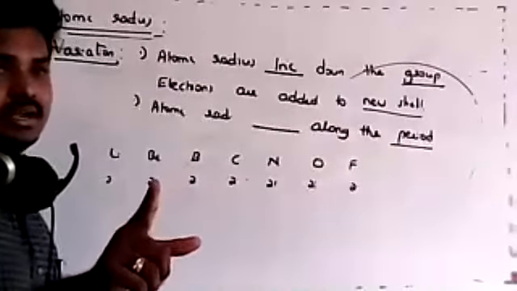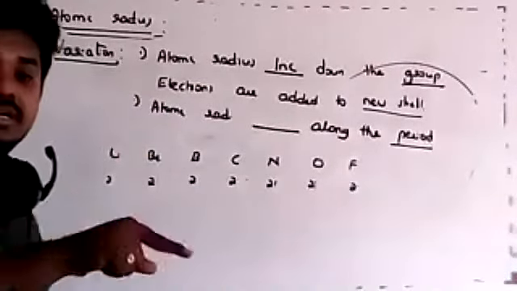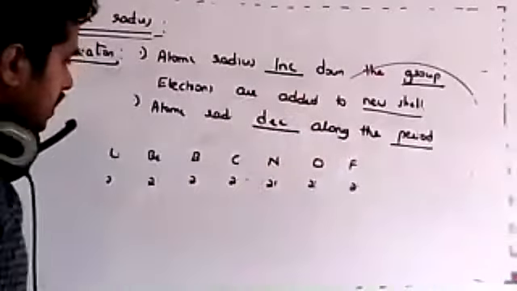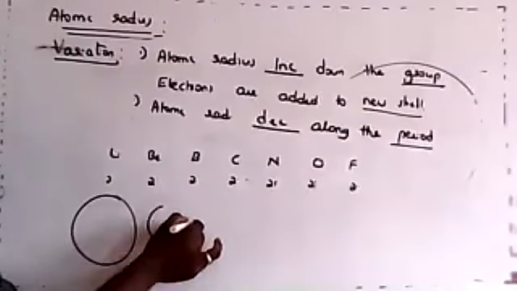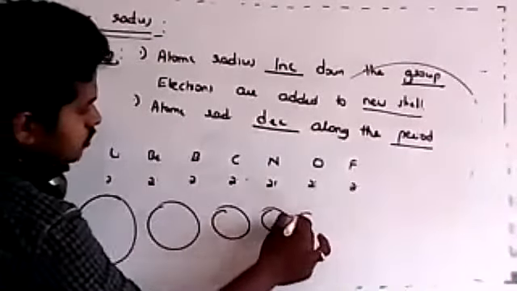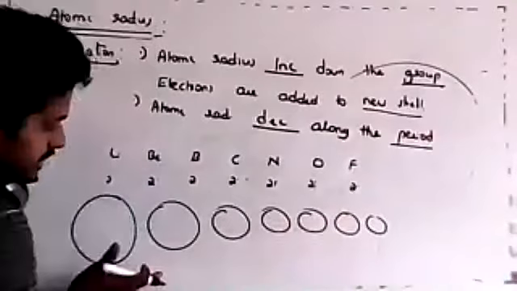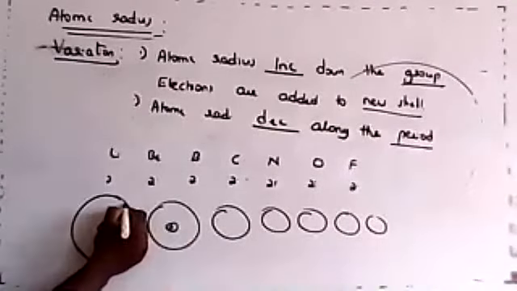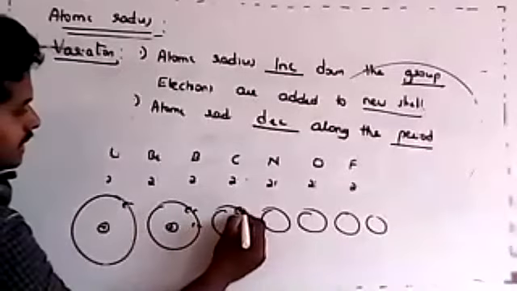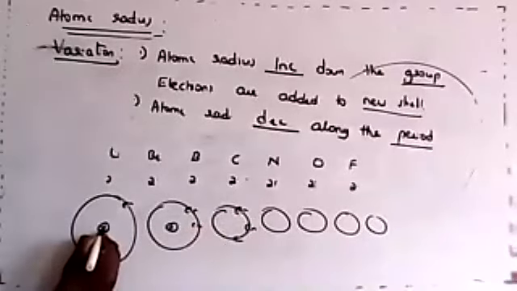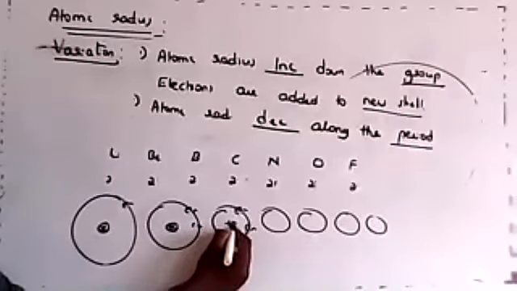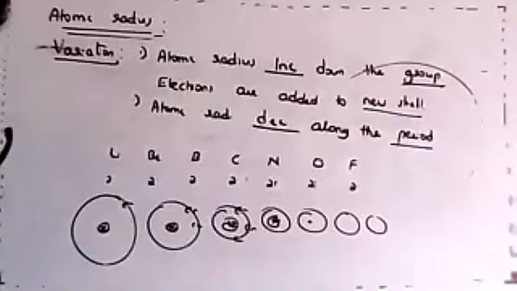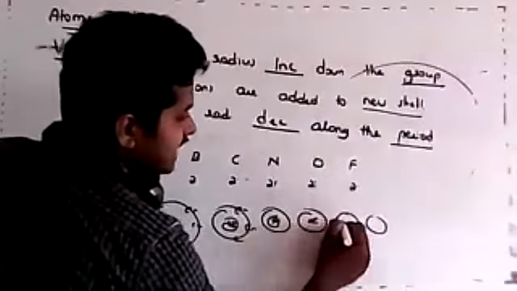No, it's not the same. It actually decreases. Why does it decrease from lithium to beryllium to boron to carbon to nitrogen to oxygen to fluorine? You can see the size is decreasing because you are not only increasing the electrons, you are also increasing the nucleus, the power of the nucleus, meaning protons. Got it? And the attracting power of the nucleus increases.